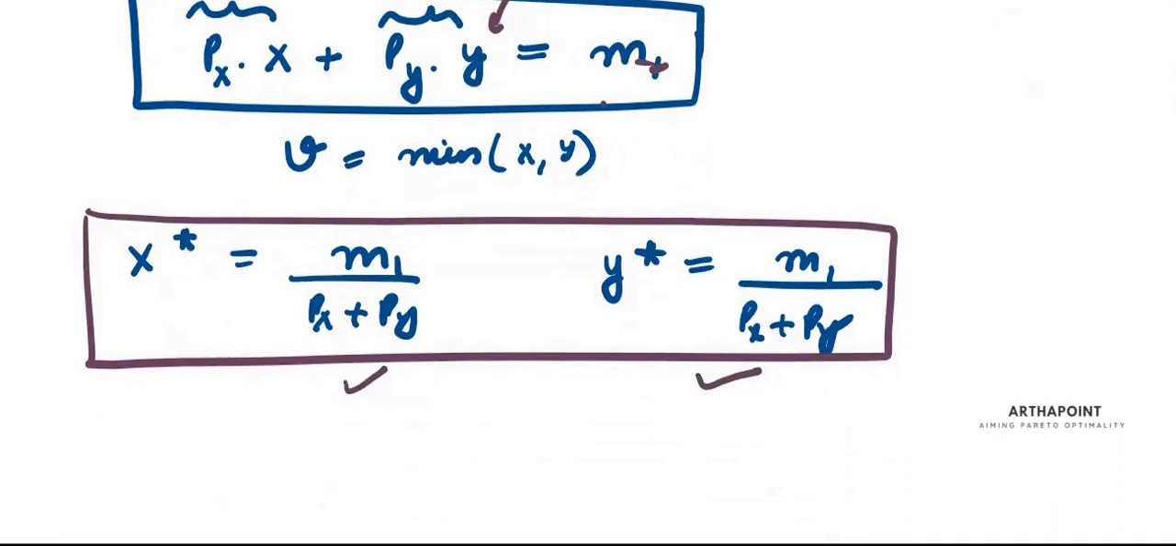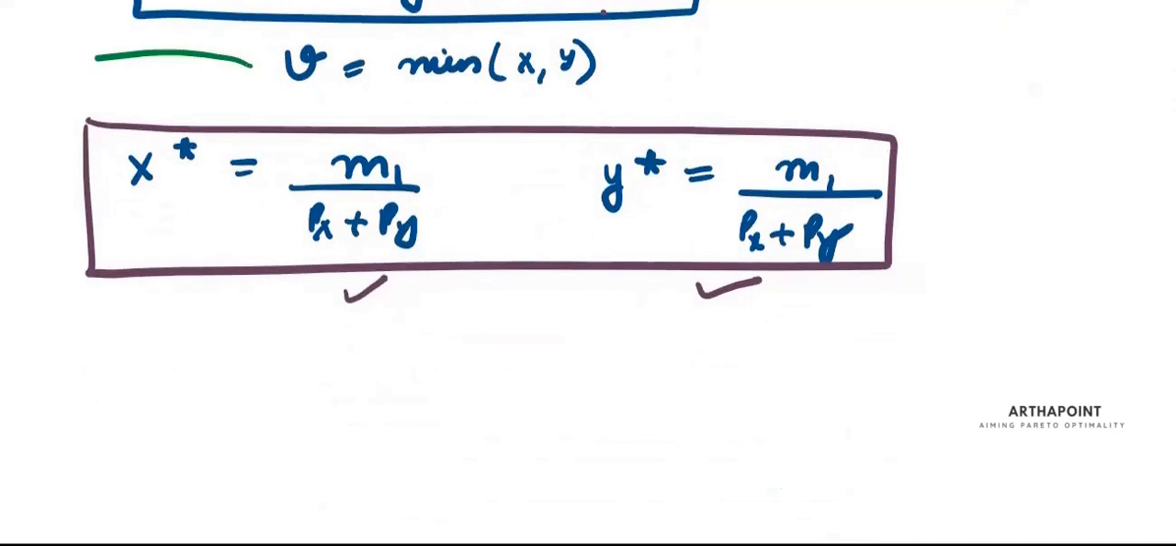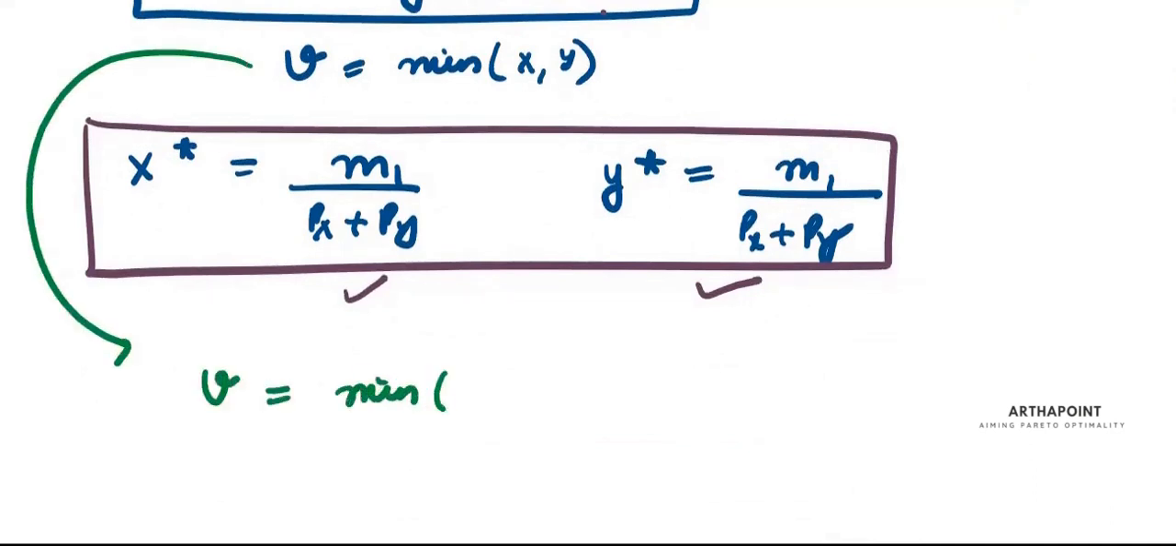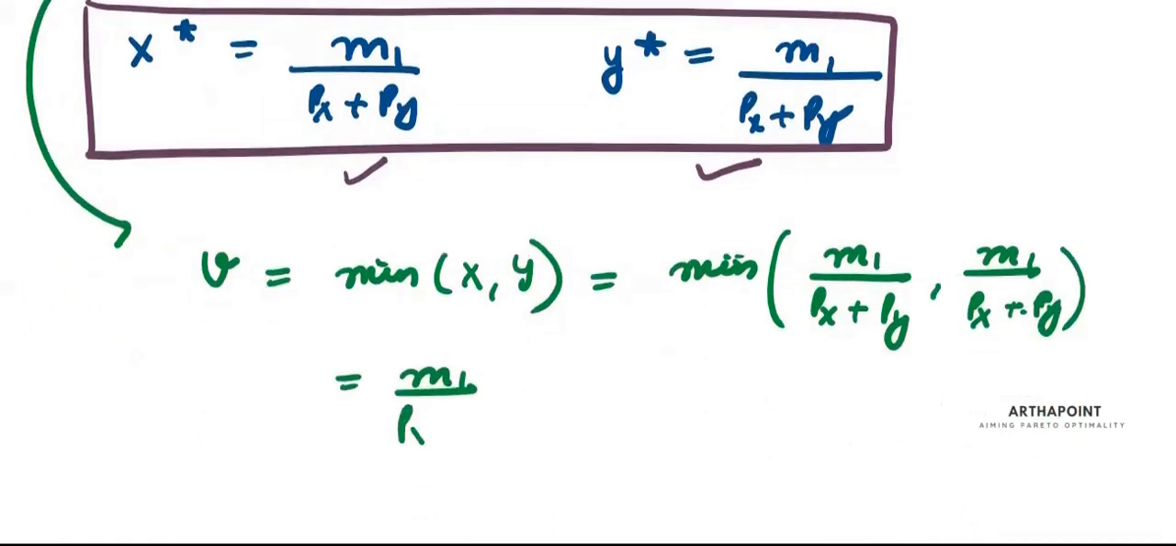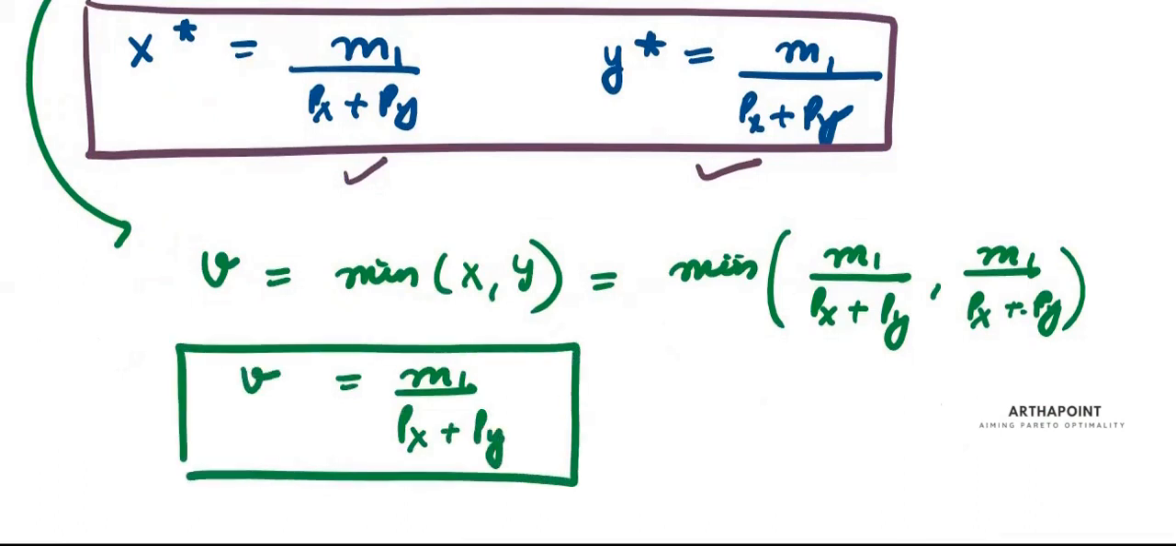Now, if you ask me what will be this utility function in that case, this will be min of x comma y, which will be min of m1 upon px plus py, comma m1 upon px plus py, which will simply be m1 upon px plus py. This is what my utility function will come out to be.